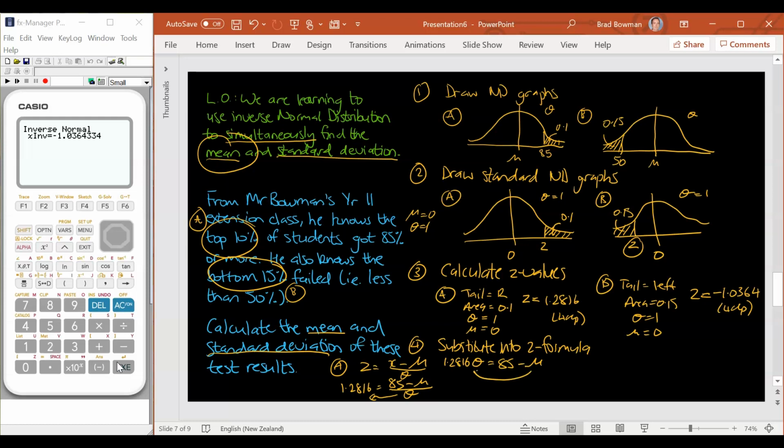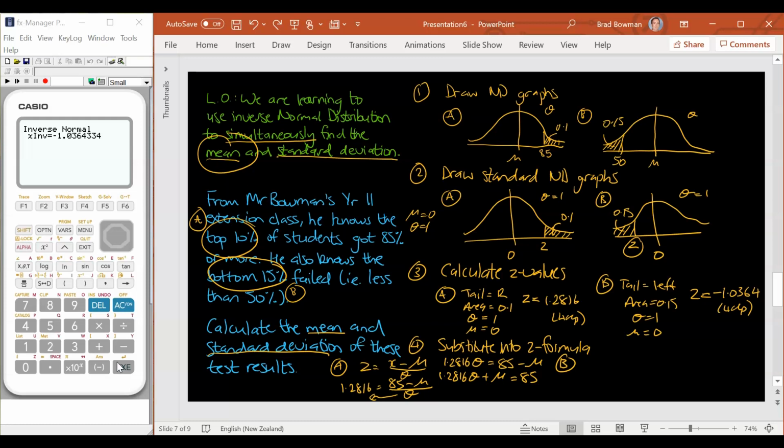And I'm now going to move that mean to the other side. It's going to become 1.2816 standard deviation plus the mean equals 85. So that there relates to A. We're now going to replicate the same for B, and we're going to stop here because our graphics calculator will do the rest for us.